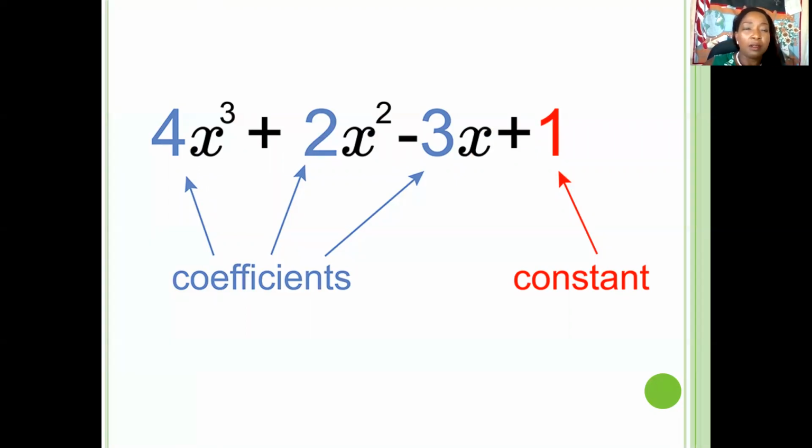Now, we have another example on the screen. The 1 is all by itself, a number all by itself. This is a constant. However, the 4, 2, and 3 are all coefficients. They are multiplying the variables.